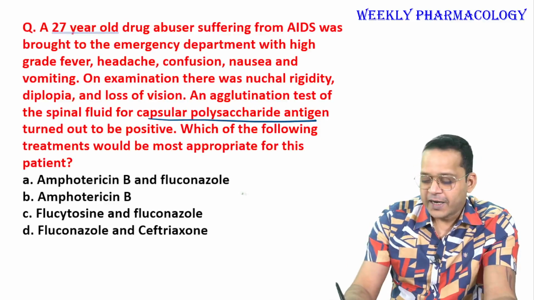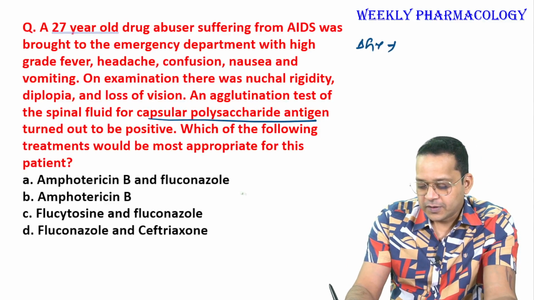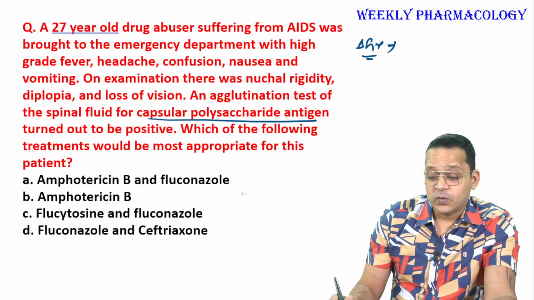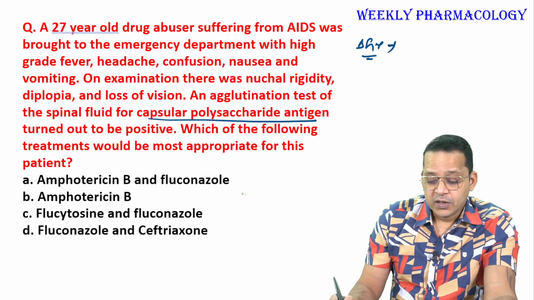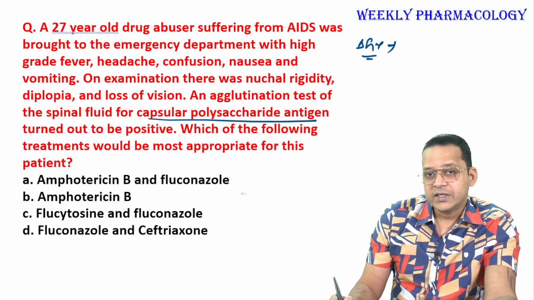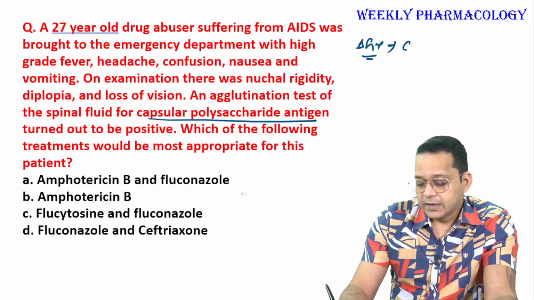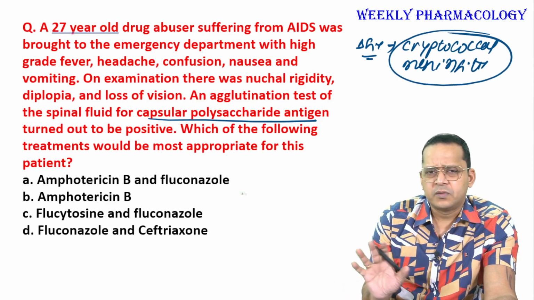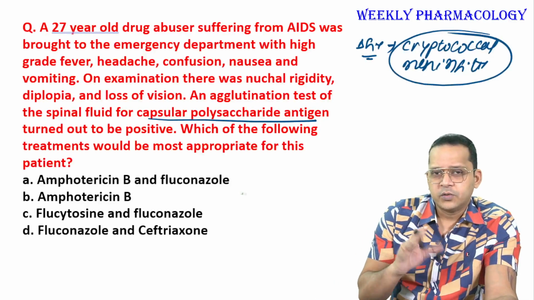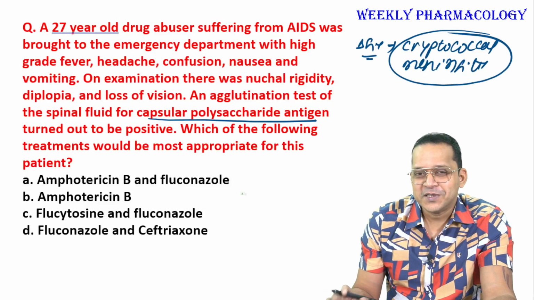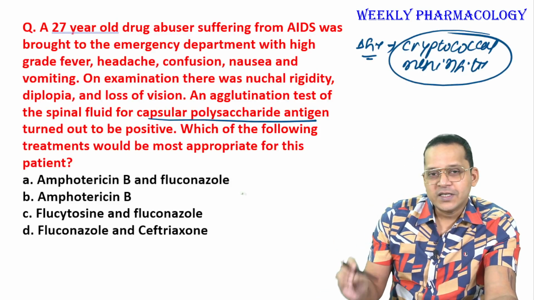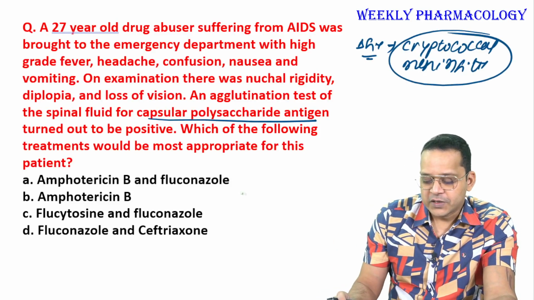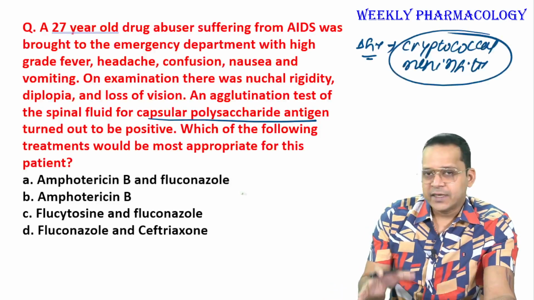So first of all, I have to make a diagnosis. And what is the diagnosis in this patient where capsular polysaccharide antigen test is positive? Guys, this is a case of cryptococcal meningitis, and all of this we know from micro. I have no doubt that you guys are smart in micro, though it's a difficult subject. So once you have made this diagnosis of cryptococcal meningitis, all right guys, can you let me know the answer?